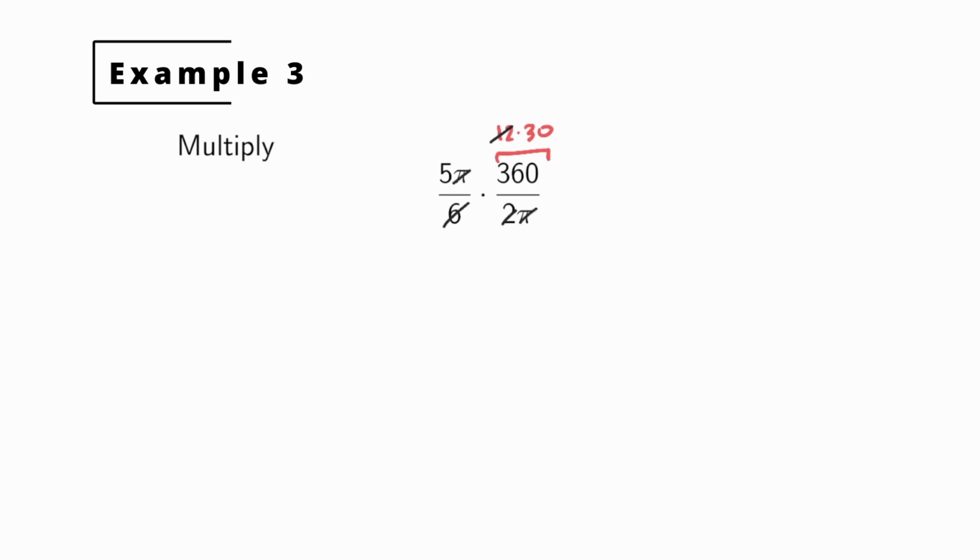Basically, you just want to find all the common factors in the numerator and denominator and get rid of them. So this becomes 5 times 30 over 1. So this is just 150. And that's it.